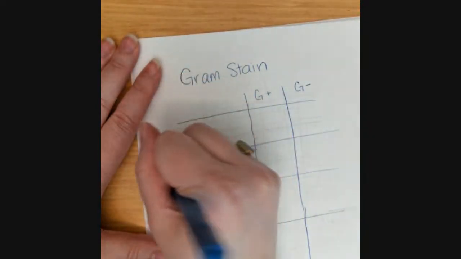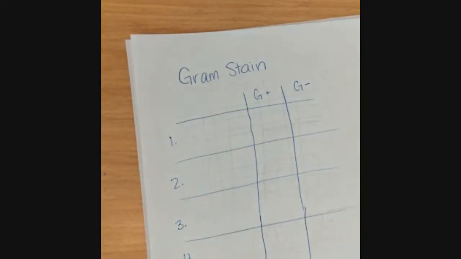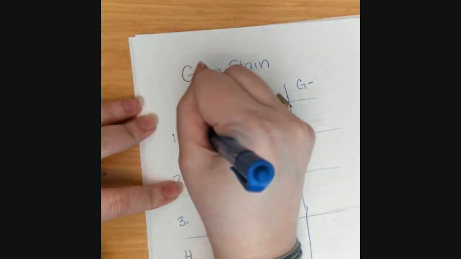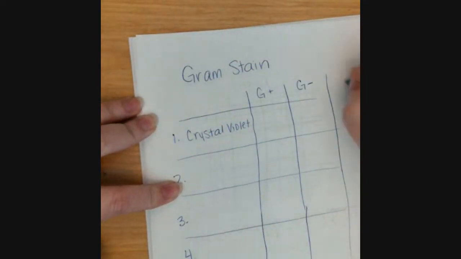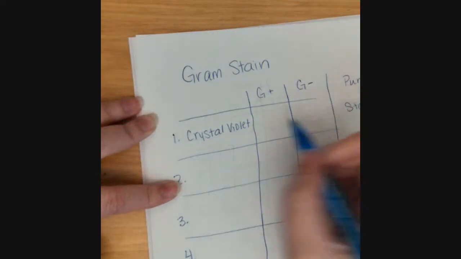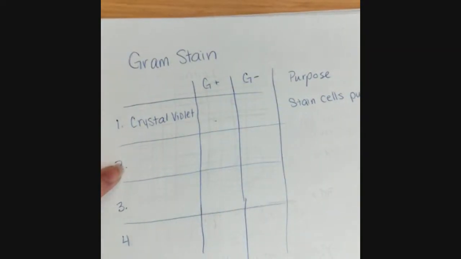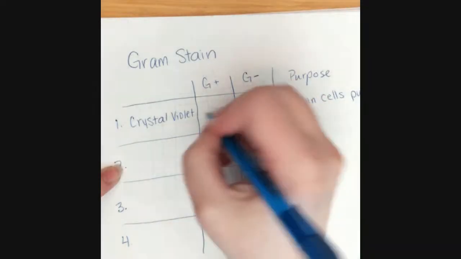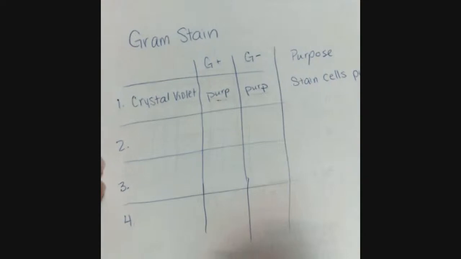Can't recall. Okay, that's fine. So the first thing that we do is we add our crystal violet. And what that is going to do as a purpose is stain our cells purple. So what a gram-positive and a gram-negative would look like just after the crystal violet step is they would look purple, which I'm just going to shorthand as purp for the sake of time.